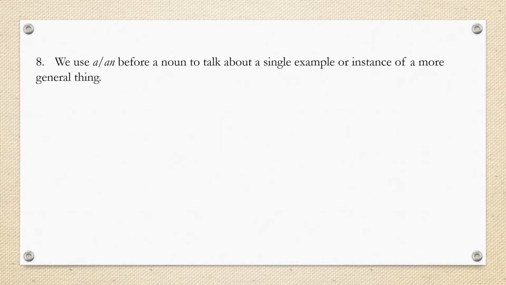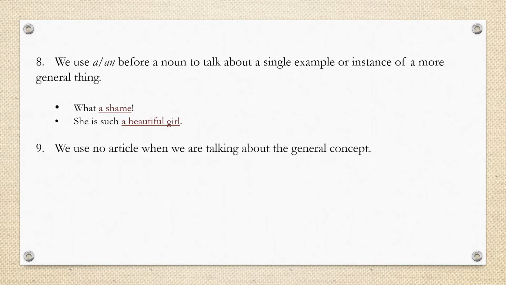We use a, an before a noun to talk about a single example or instance of a more general thing. What a shame! She is such a beautiful girl. Both shame and beautiful are general concepts, but in these sentences we are talking about a single example of these general concepts.